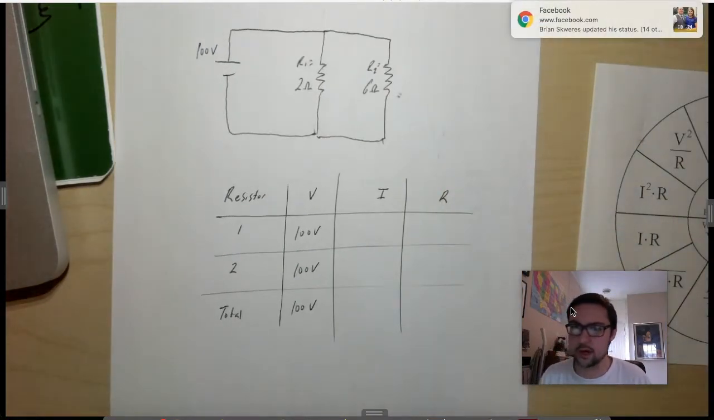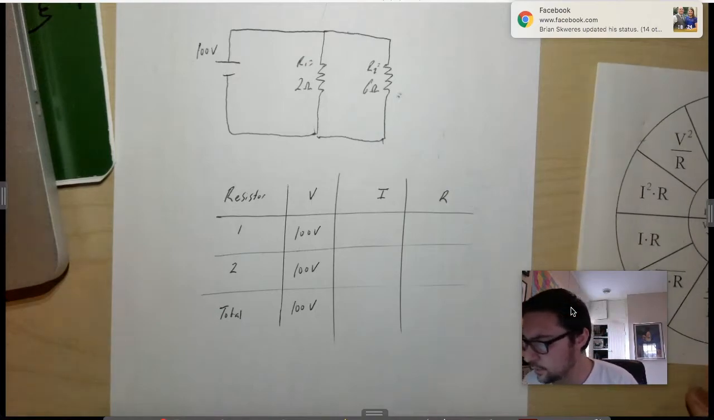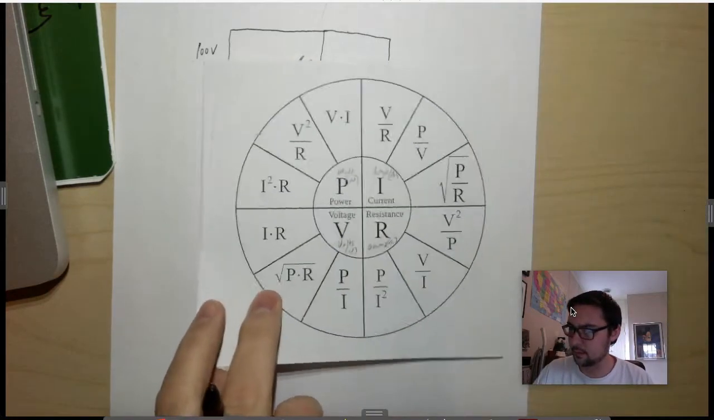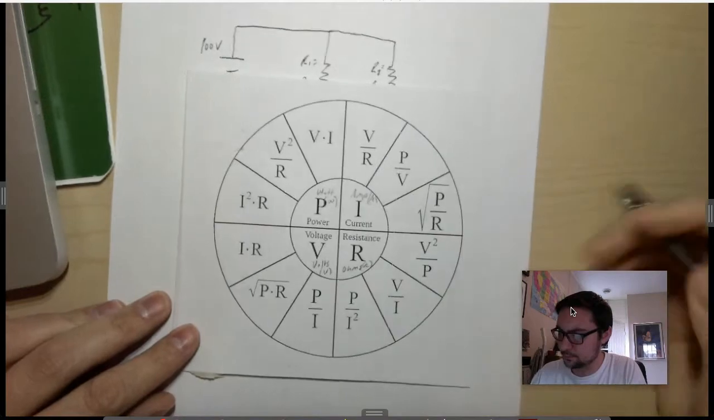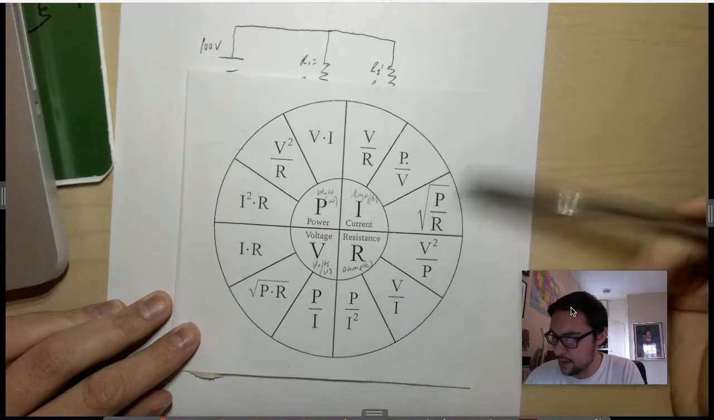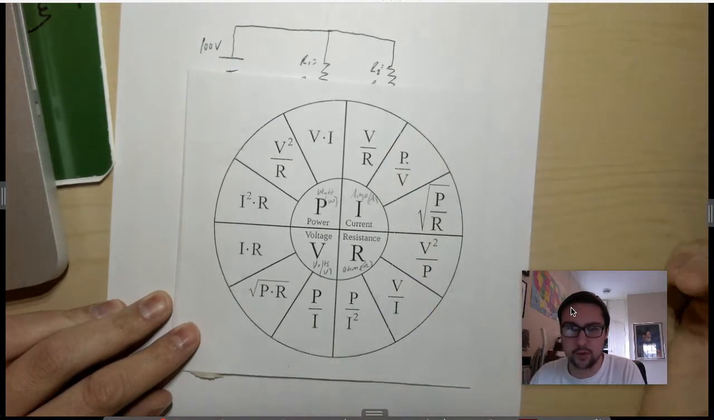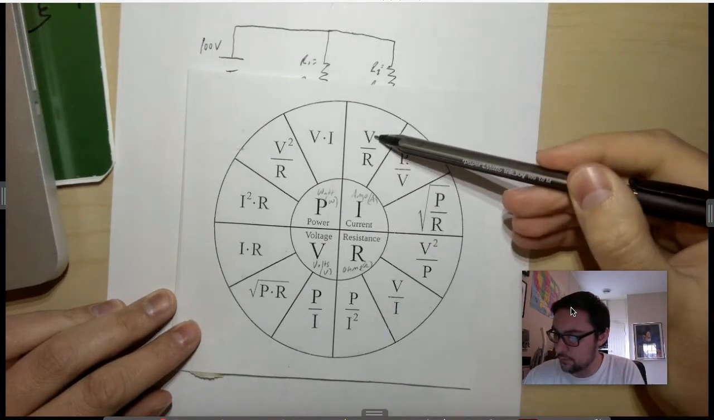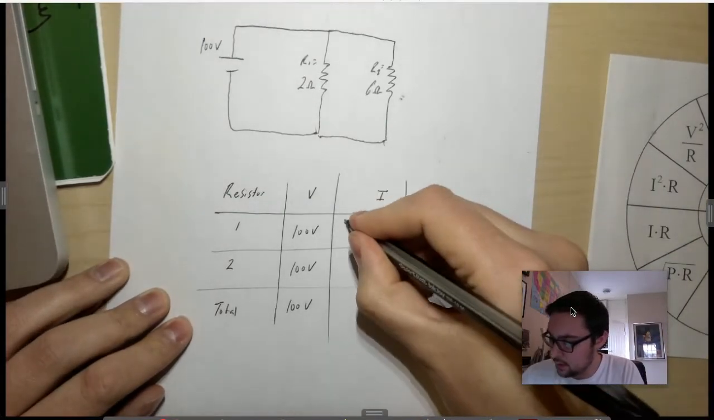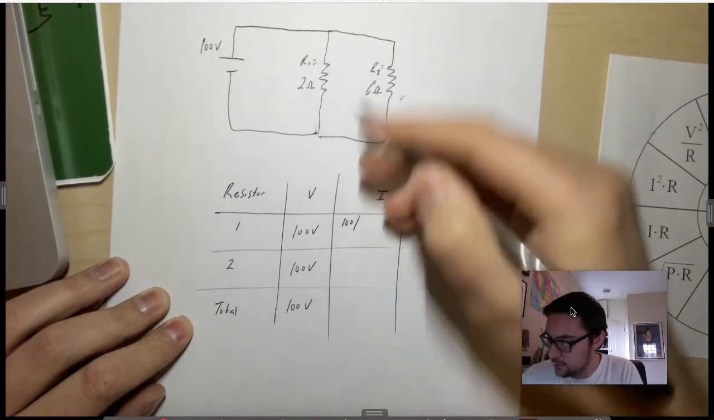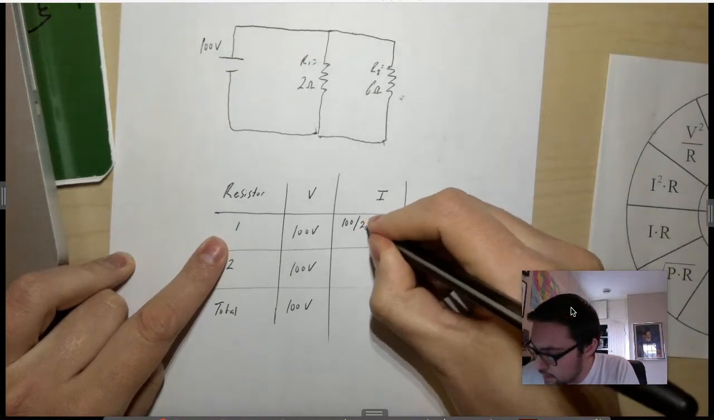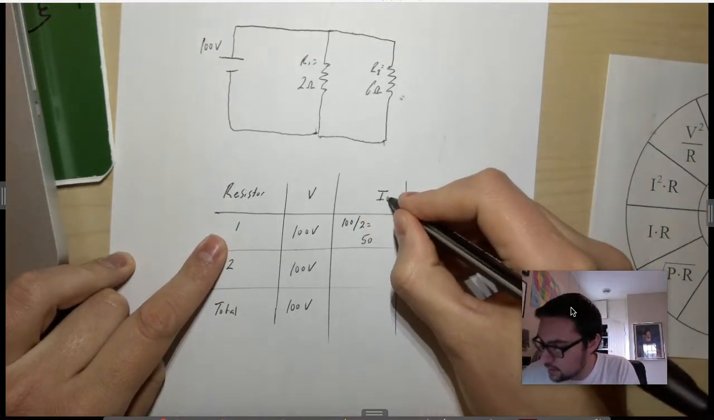The next thing we got to do is we got to solve for current. And so that's when the wheel comes in handy. So here is my wheel. And right now I have voltage and I have resistance. I don't have power. We haven't talked about that too much. I'm not worried about power. So I'm going to use this formula right here. Voltage divided by resistance. So 100, which is my voltage, divided by my resistor 1 has a resistance of 2 ohms. So 100 divided by 2 is equal to 50, and it's current, so that's amps.